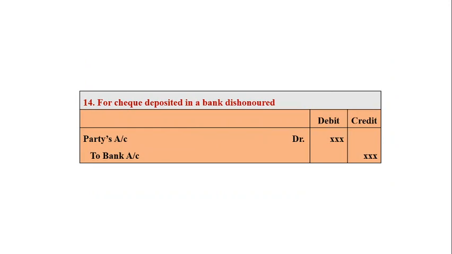14. For check deposited in a bank dishonored. Now here already we have deposited the check for collection, but it is dishonored. In this case we have to reverse. Already party's account is credited, it has to be reversed, and therefore party's account is debited now. The liability arises for him. Bank was already debited as if it received the money. It has to be reversed, and therefore bank account is credited, and hence the journal entry is party's account debtor to bank account.